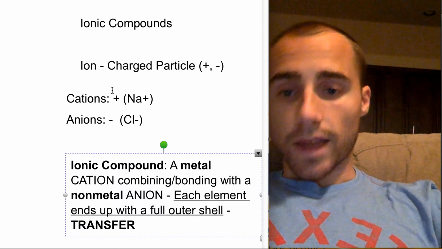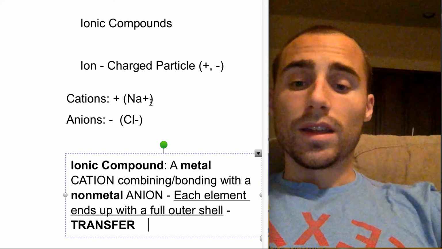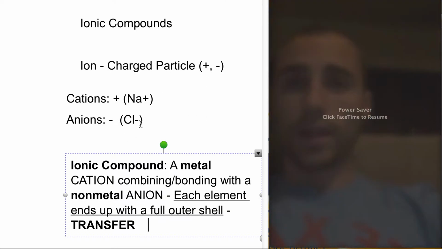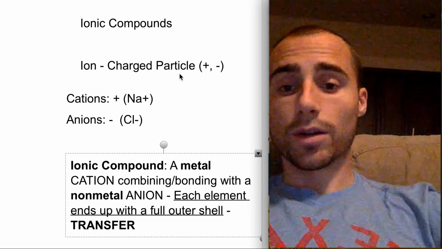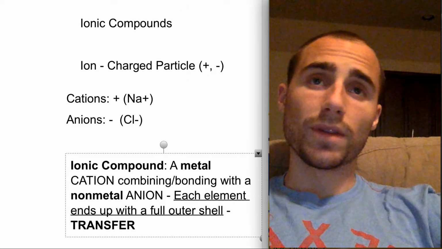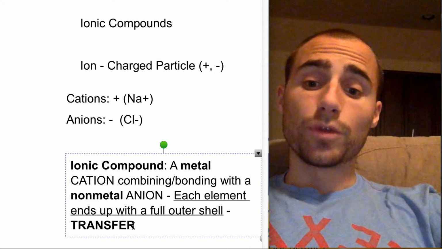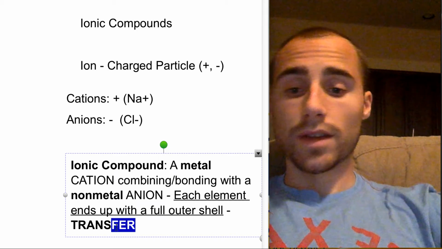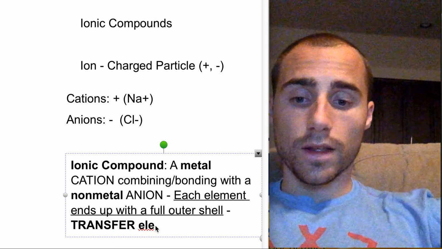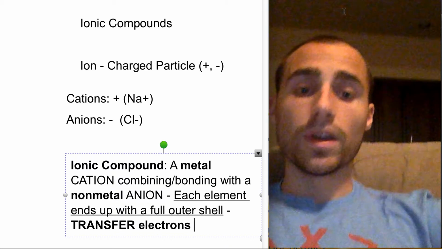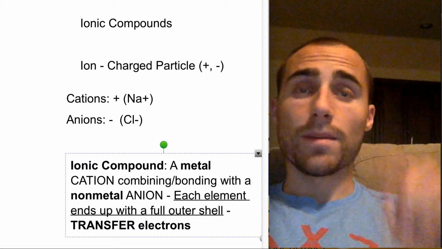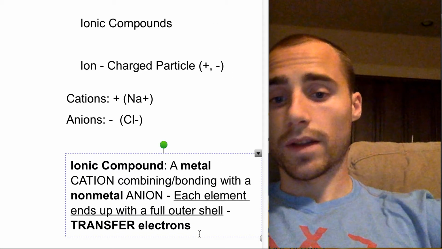Whereas ionic compounds, different because they transfer electrons. So a cation like sodium will actually give away its electron to chlorine. So you can look at it in two ways. You can look at it like chlorine is stealing the electron or sodium's giving it away. Either way, it's a full transfer. They are not sharing electrons. They are transferring electrons. So ionic compounds transfer electrons. So that is a major difference between these and covalent compounds.